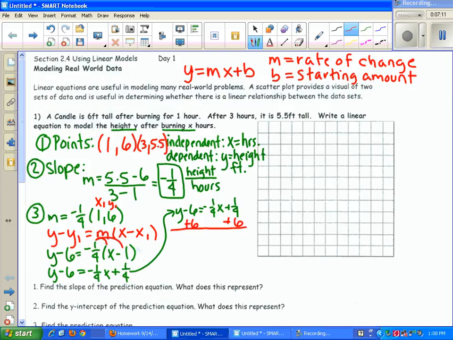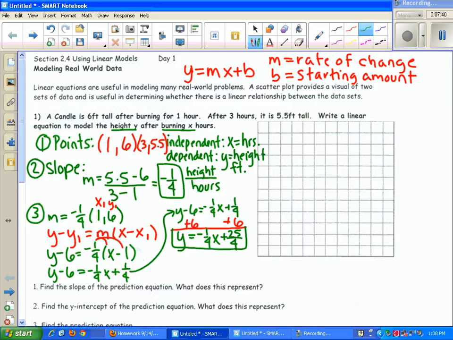And of course, if you have trouble with those fractions, you can go ahead and use your calculator, which is what I would practice doing. So y is equal to -1/4 x, and 1/4 plus 6 gives me 25/4. So this is the equation given those 2 points. So the equation of the line.